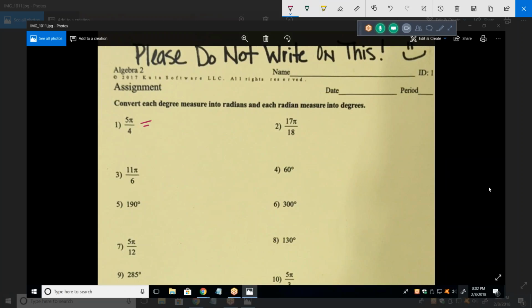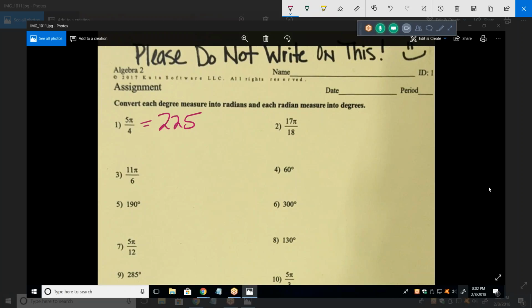You might need a calculator because you have to multiply 5 times 45, although that's something you probably can do in your head. 225. Number 2.